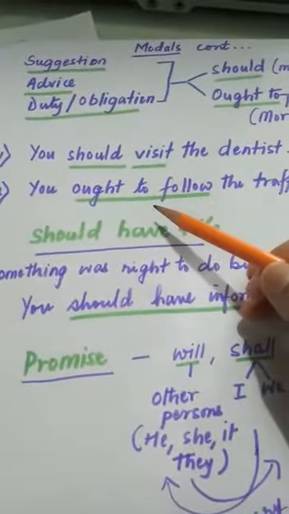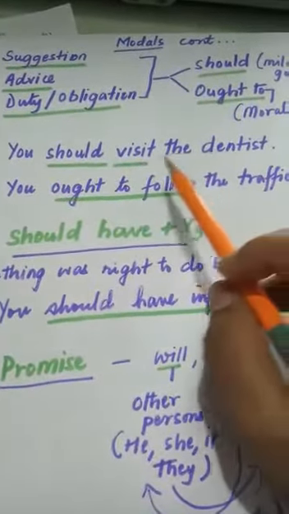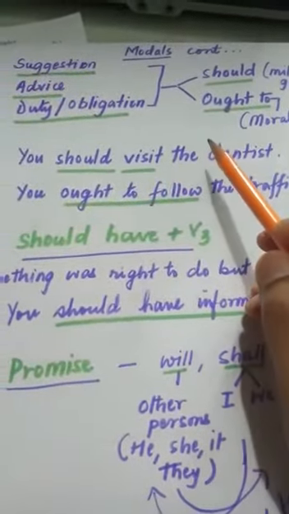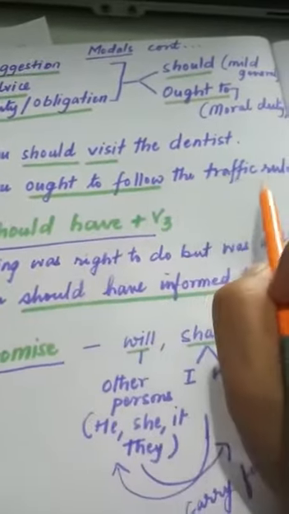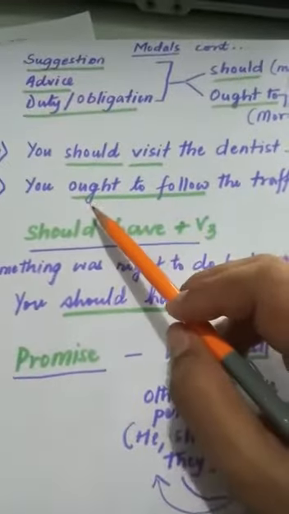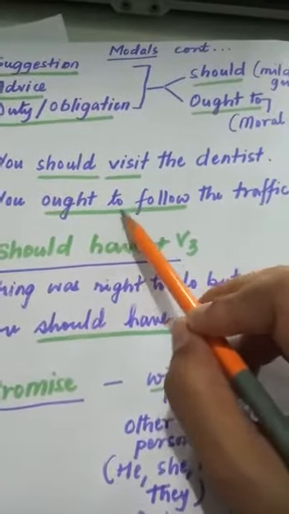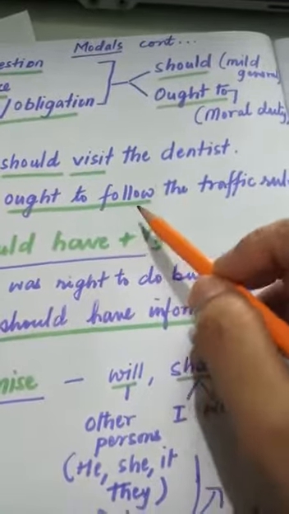I've given here two examples. First, you should visit the dentist. This is a mild, general suggestion, the speaker's suggestion. You ought to follow the traffic rules. This modal ought to expresses the moral duty.